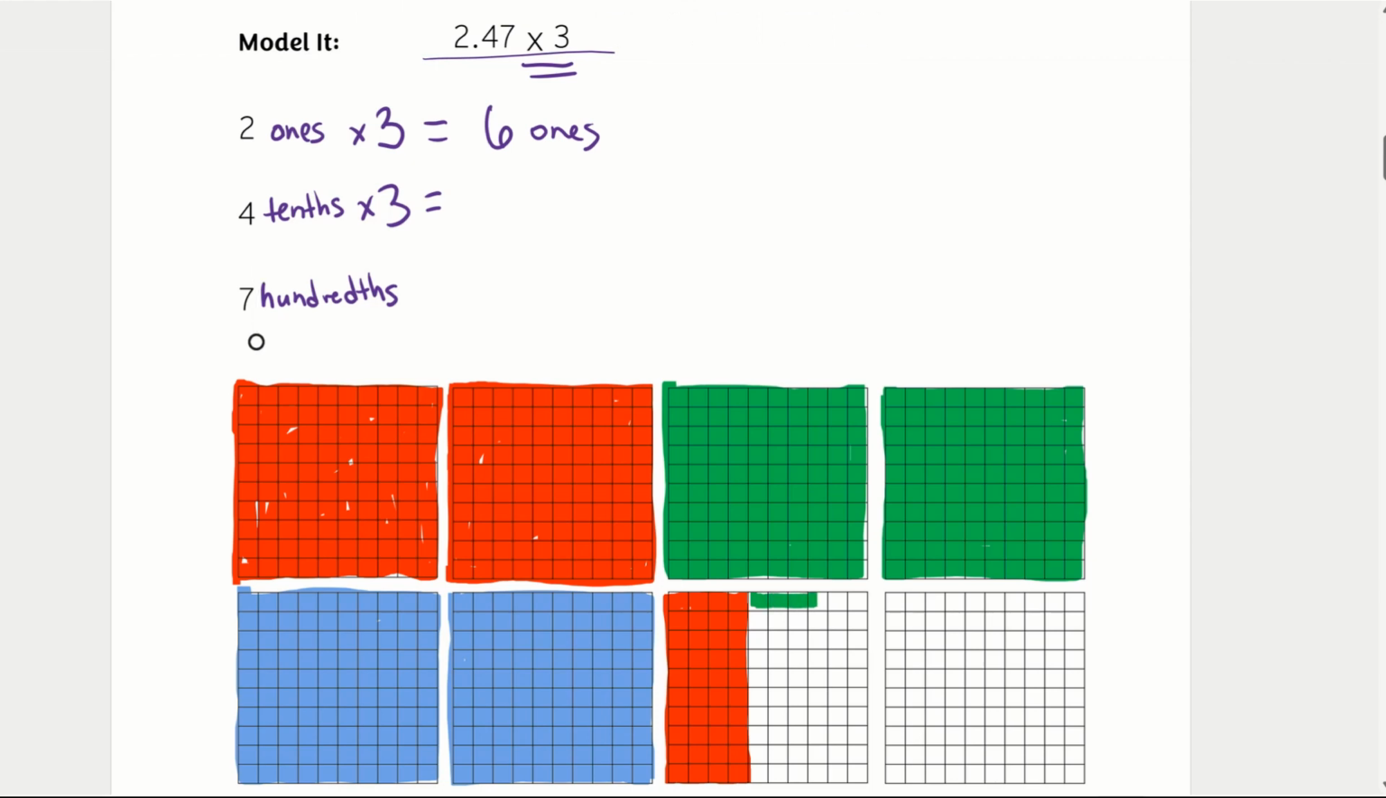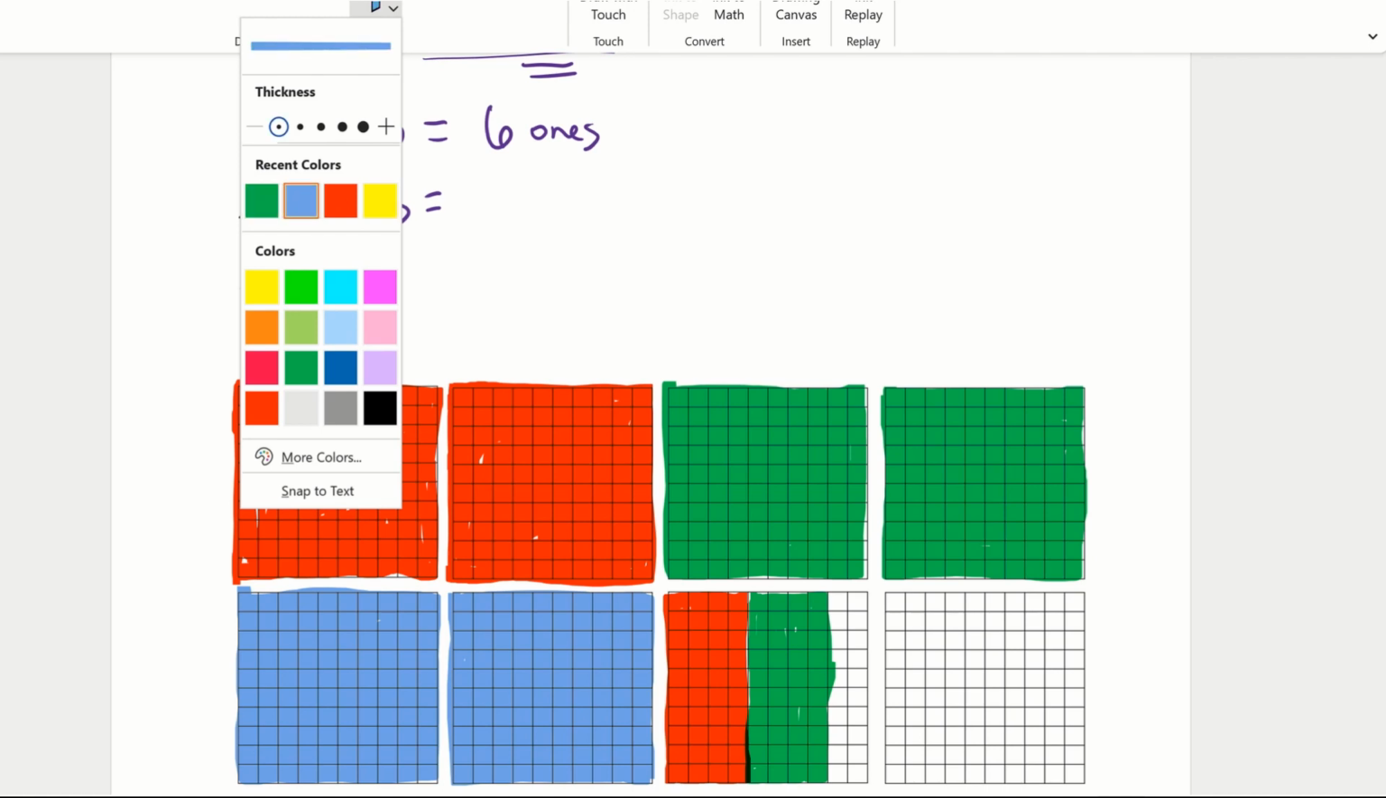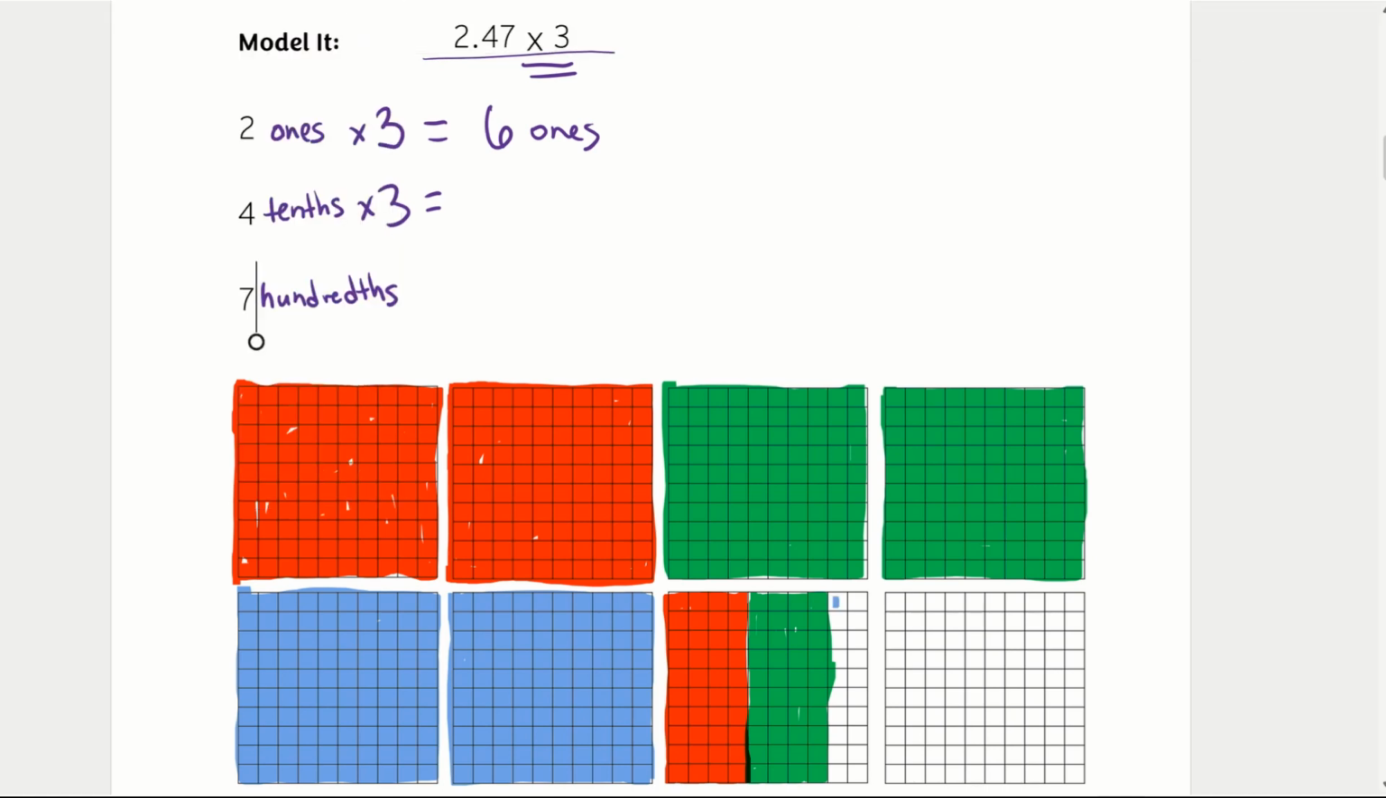Get my green. And 4 more tenths. Just keep on going in that same grid. So there's 4/10 once, 4/10 twice, and now I need to do it again. I'll get my blue. And 4 more tenths. Now it's going to overlap. I can put 1, 2 right here. And then I'll do the other 2 right here. That's 4 altogether.